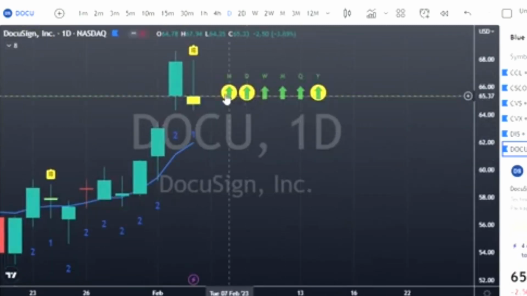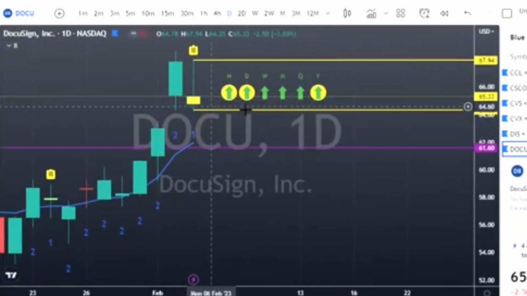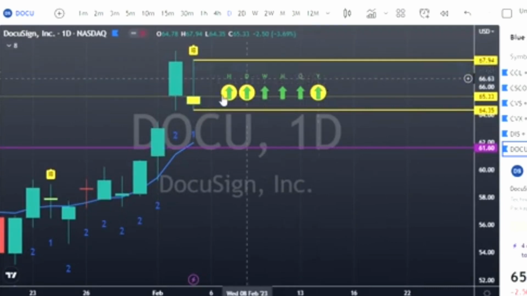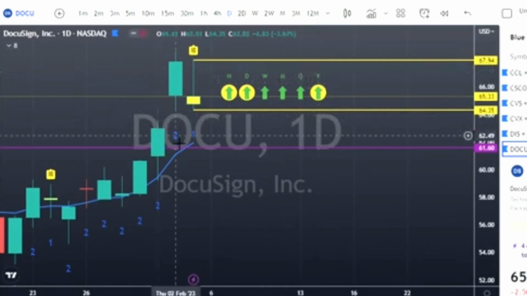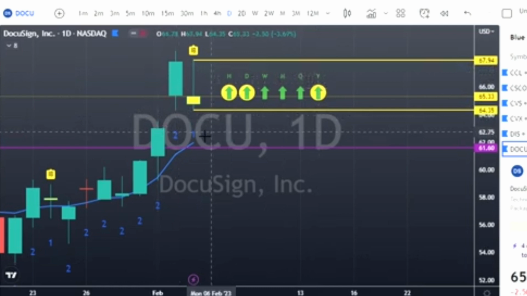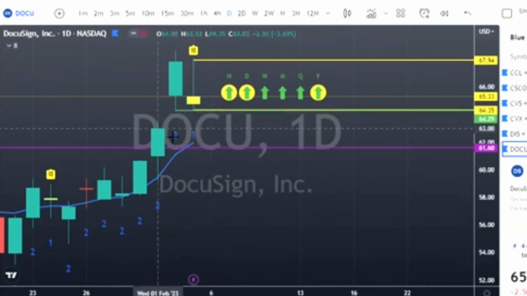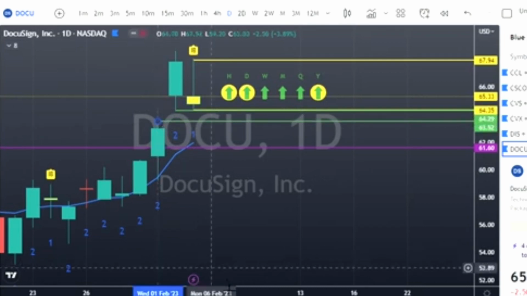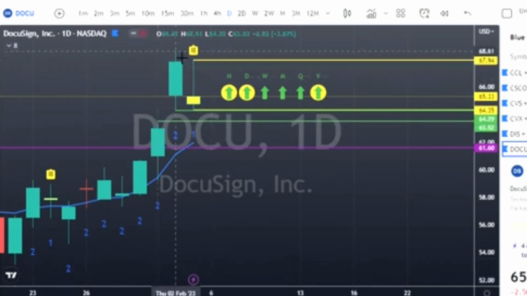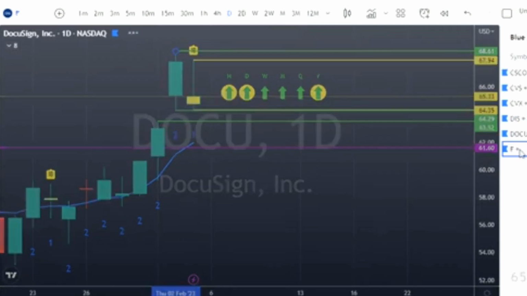DocuSign, inside bar, shooter candle. The thing is, we've got full time frame to the upside. We do have a gap to fill here, so we can see how that plays out. Target 1 is not great, but target 2 gives you a little bit more beef on the play. And then let's mark the target to the top side for you guys on DocuSign. There is your setup, inside bar on DOCU.